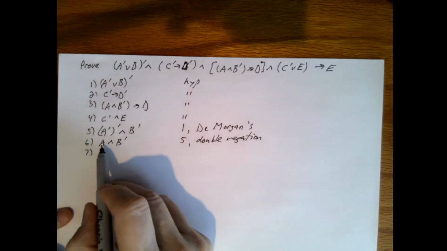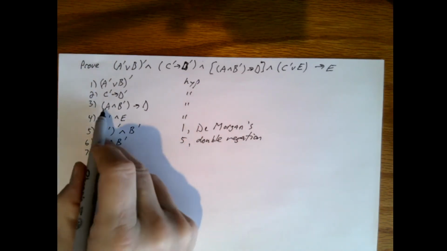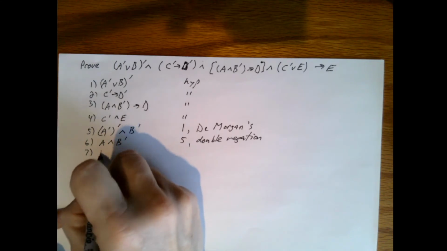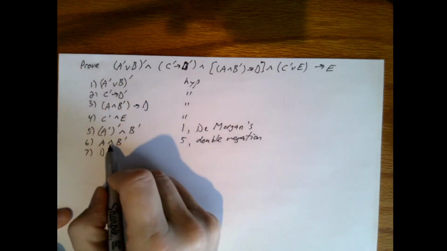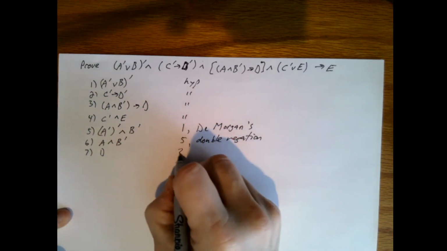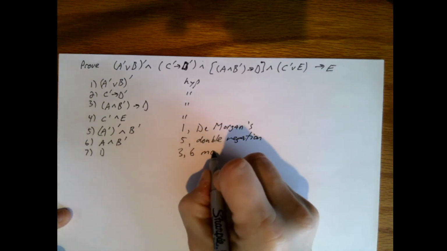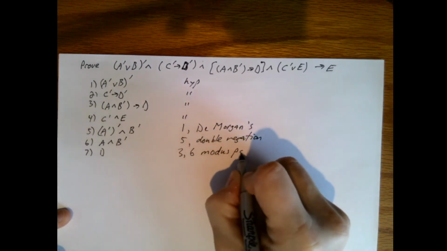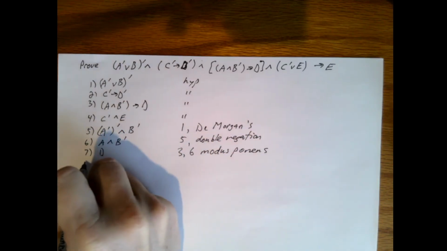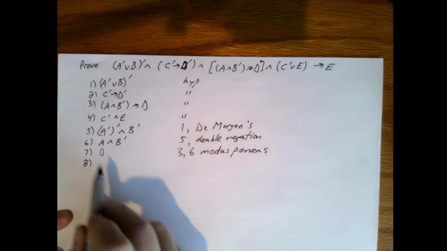So how can I use this A and not B? Well, here's an A and not B implies D. So I can get D from that. So that was 3 and 6. And modus ponens was the reason. There's a D.